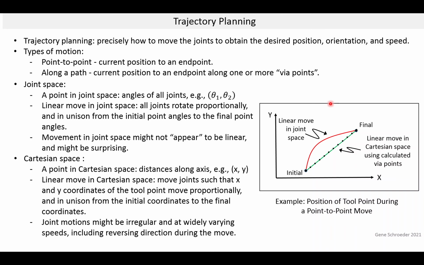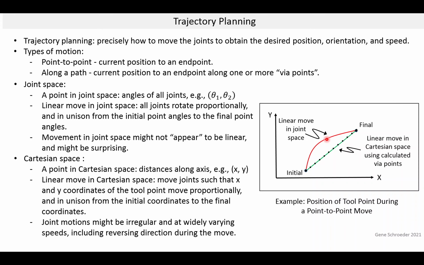So here I show a diagram that shows the position of the tool point for a move in joint space versus a move in Cartesian space. And this diagram itself is on a Cartesian plane. So if we do a linear motion in joint space, this red line shows the position of the tool point. And you'll notice it does start and end at the right place, but in between it looks sort of like a curve and not what you'd think of as a linear motion.